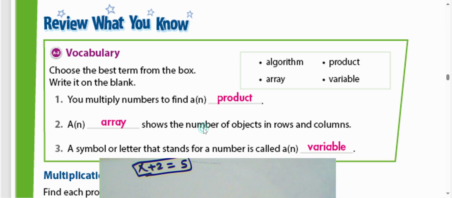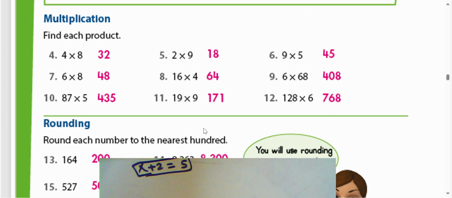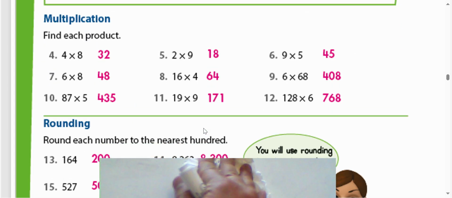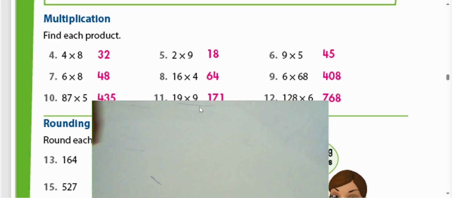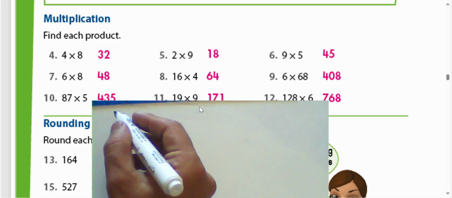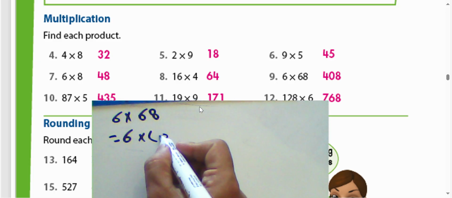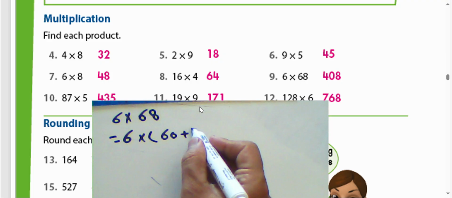Next question. Multiplication review with me. 4 times 8 equals 32. 2 times 9 equals 18. What about 6 times 68? We can use the distributive property here to find the result. Like this, 6 times 68. You can write 6 times 68 as 6 times 60 plus 8.